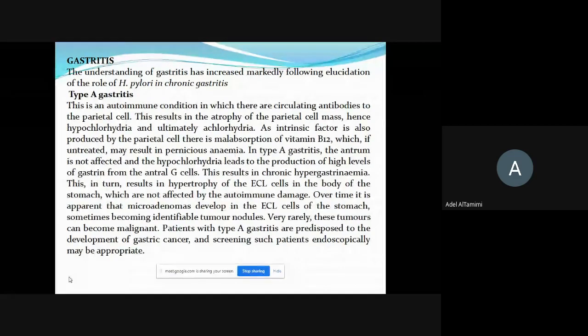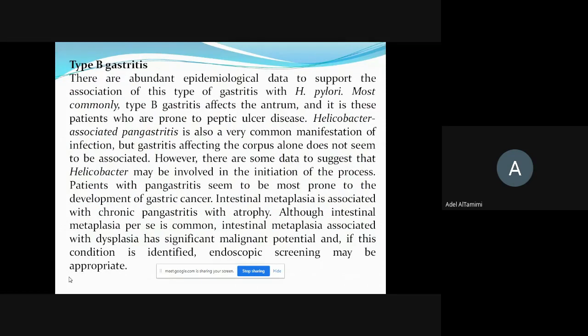يعني هسه من اقول pre-malignant condition of the stomach واحدة من عندهم شنو هي؟ type A or atrophic gastritis. ماشي شباب؟ زين. Type B gastritis. There are abundant epidemiological data to support the association of this type of gastritis with H. pylori. مثل ما قلنا انه ال H. pylori هي responsible for type B gastritis. Most commonly, type B gastritis affects the antrum, عكس atrophic gastritis affects the parietal cell mass. And in these patients who are prone, mostly طبعا mostly مو قلنا ممكن انه affect the whole stomach سوينا pangastritis.